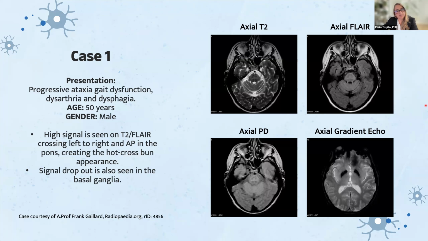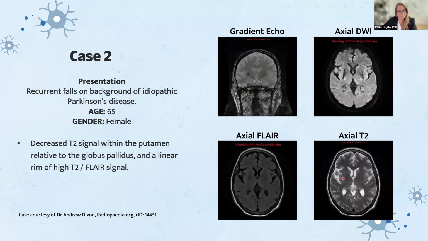And the MRI scan showed the hot cross bun sign and also dark areas in the brain in the basal ganglia, especially the globus pallidus. So here on the axial slice of the pons, we can see the hot cross bun sign, and on the axial slice of the basal ganglia, we see this dark area for the globus pallidus.